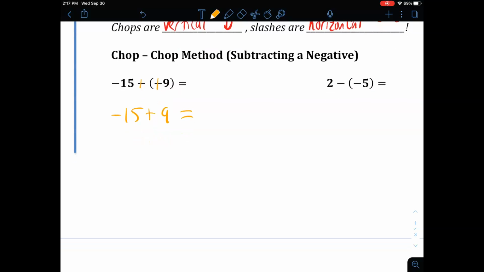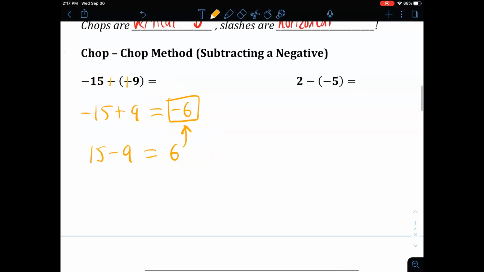Now we know how to do adding from 2.2, which is excellent. So we're adding numbers with different signs. Are we going to add or subtract in our brains? We're going to subtract 15 minus 9. And what is 15 minus 9 going to be? That's going to be 6. And then what's our final answer? Which number is bigger, 15 or 9? And what's the sign on the 15? The 15 is negative, so it's going to be negative 6 as our final answer.